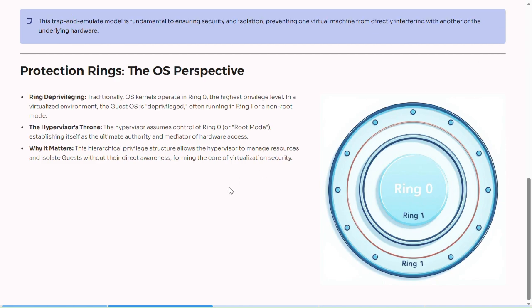The final is why it matters. This hierarchical privileged structure allows the hypervisor to manage resources and isolate guests without their direct awareness, forming the core of virtualization security.